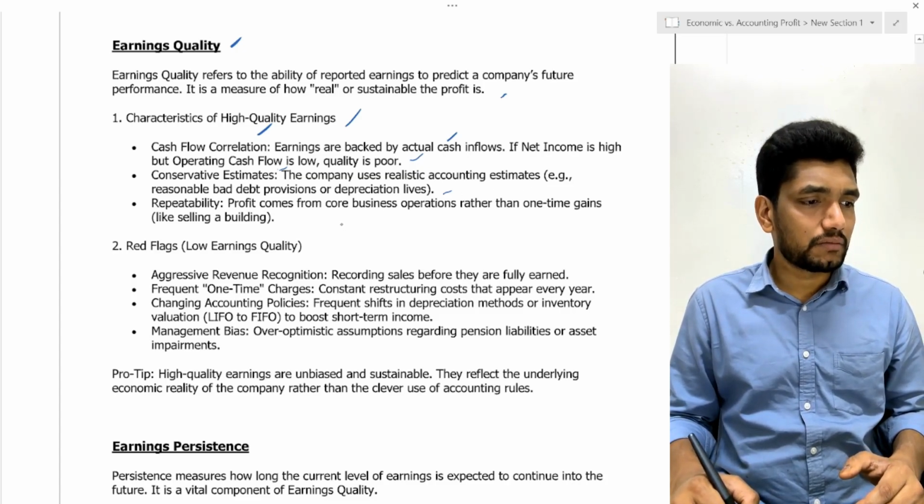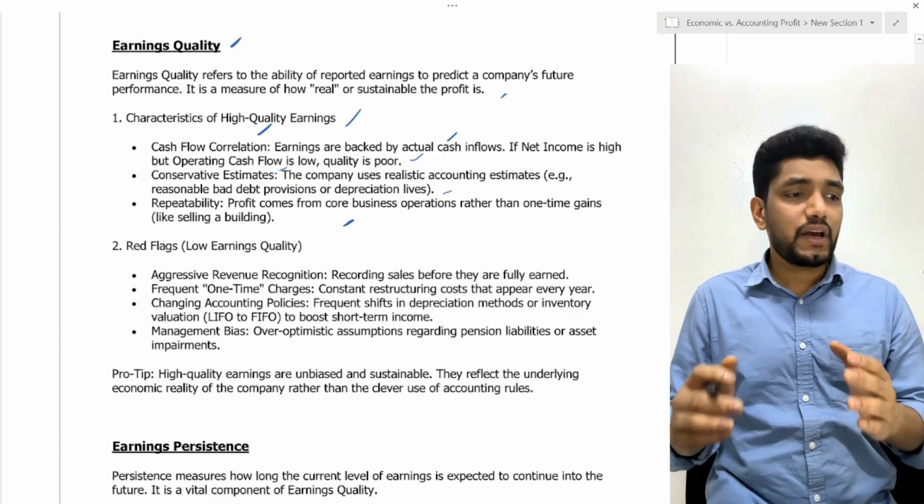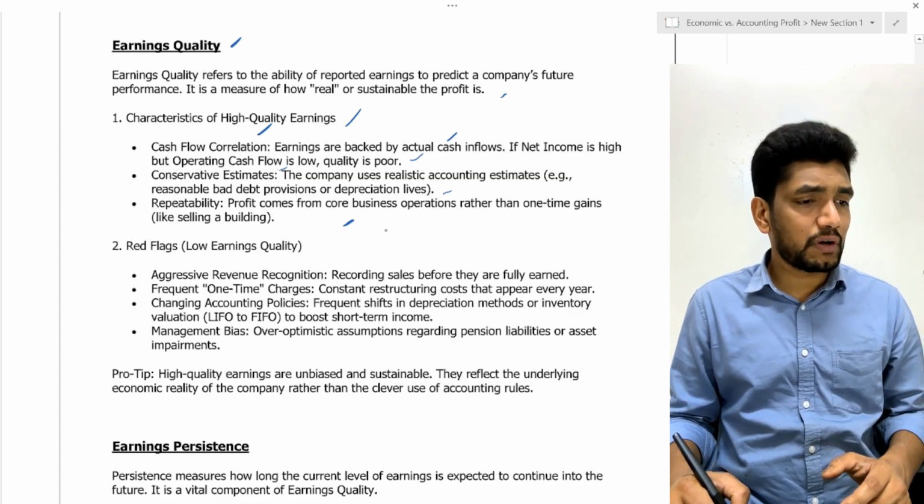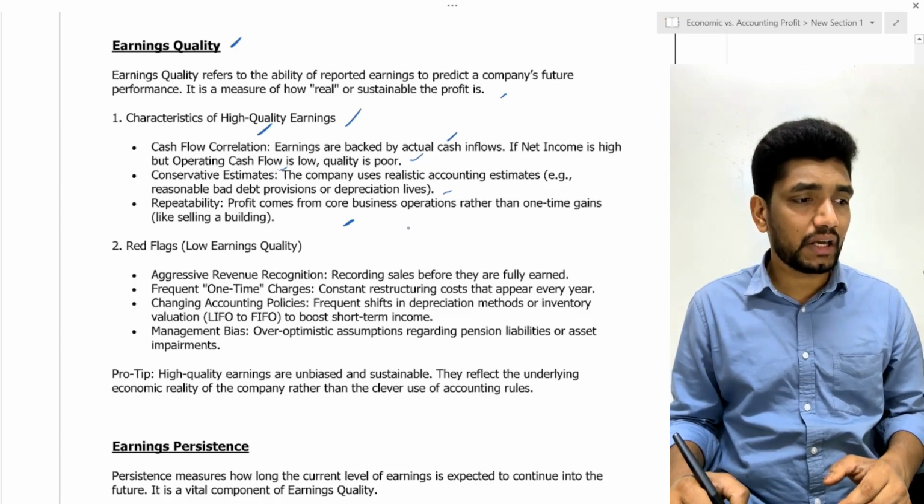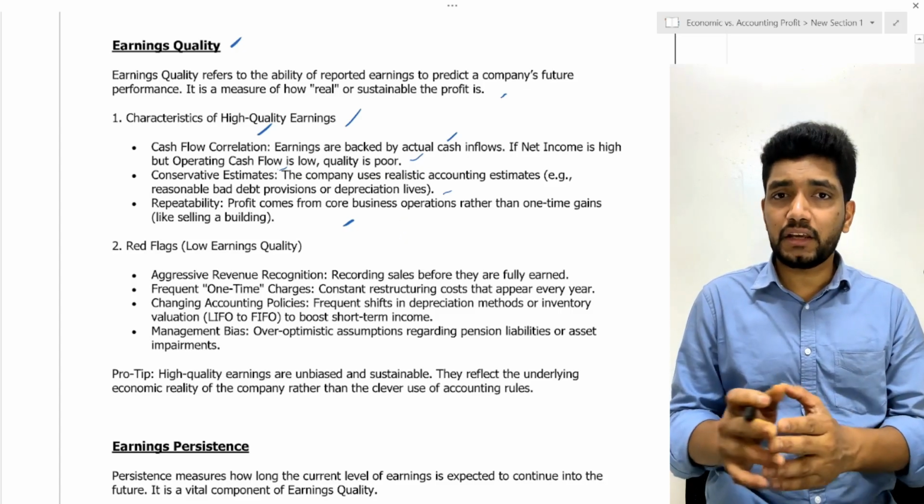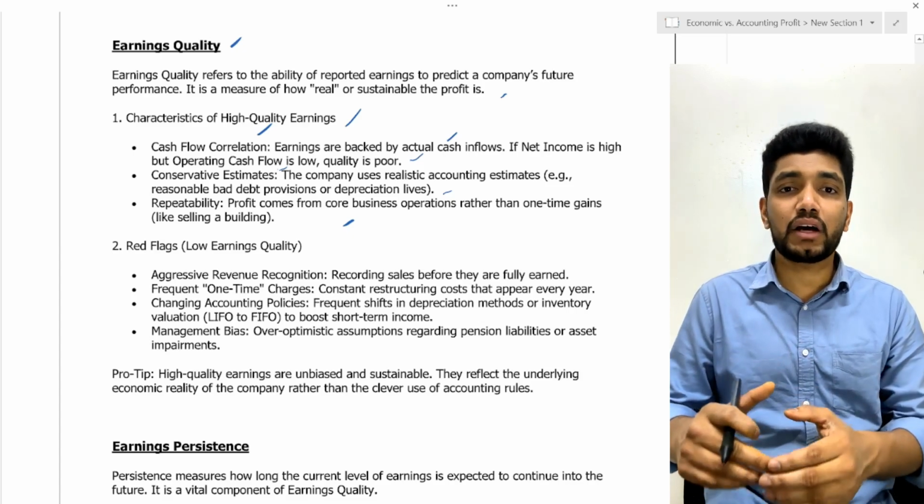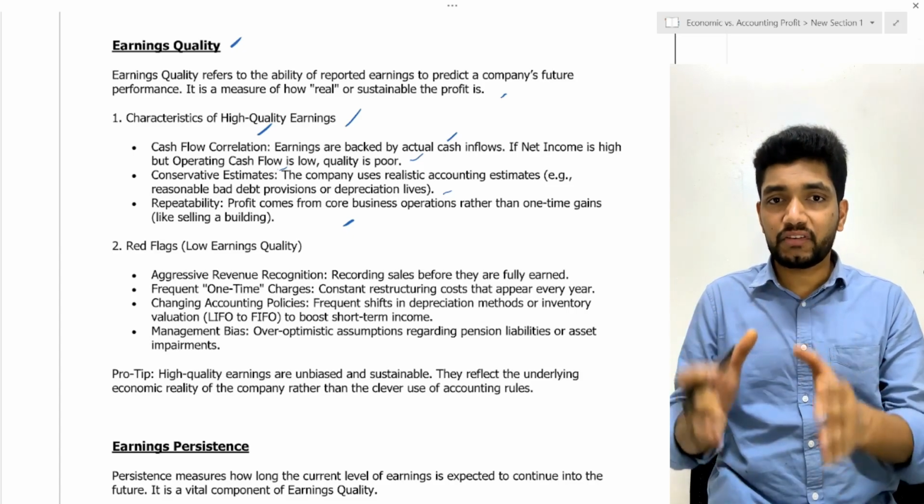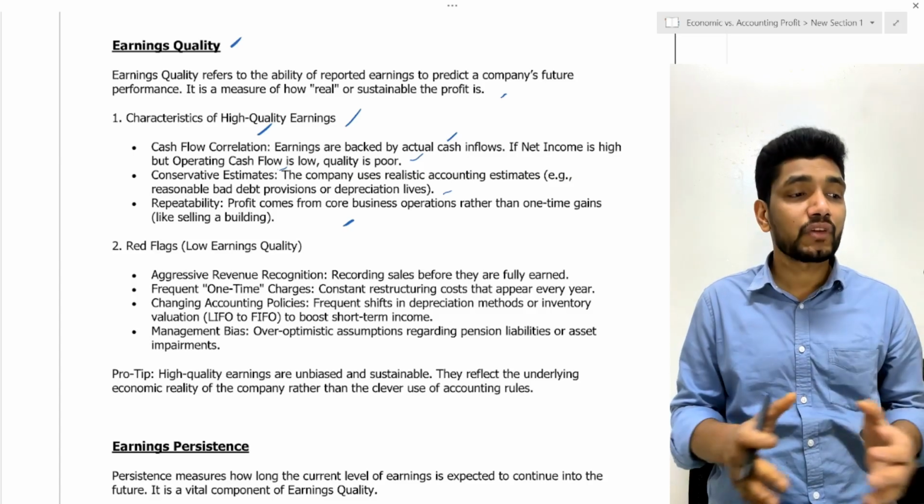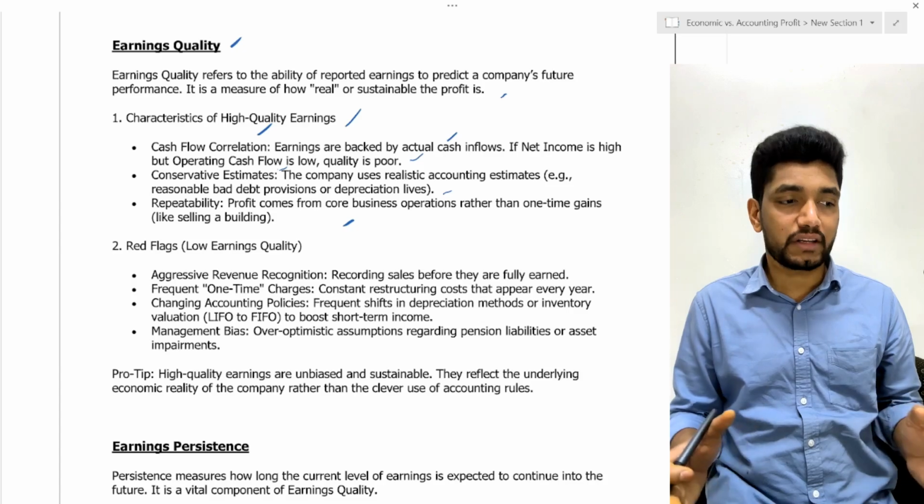Then the repeatability. If a company's profit comes from a core business operation rather than a one time gain. Suppose a company's profit is mainly coming from its core business operation, core business activity, not from a one time gain, so that can be a characteristic of high quality earning.